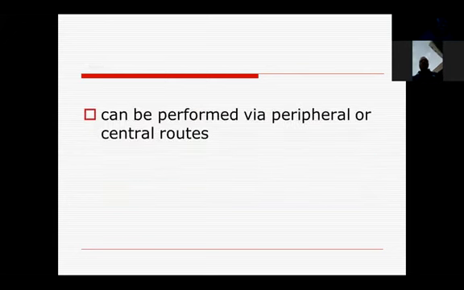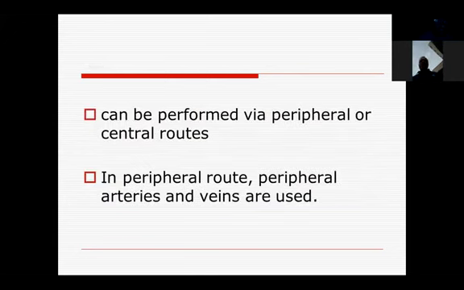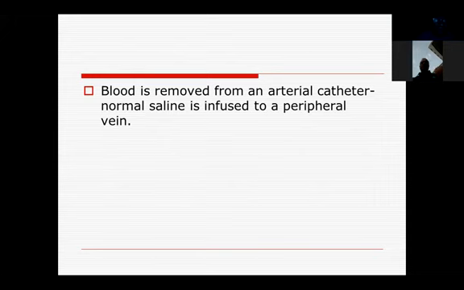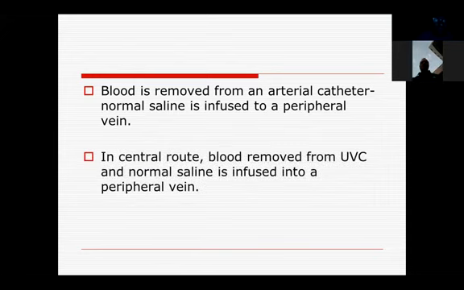It can be performed via central or peripheral route. In the peripheral route, you can use both artery and vein, and blood is removed from the artery and normal saline is infused into the peripheral vein. In the central route, blood is removed from the UVC and the saline is infused into a peripheral vein or the UVC.